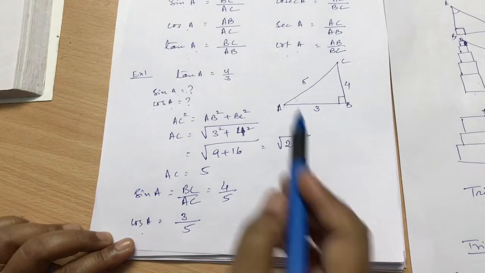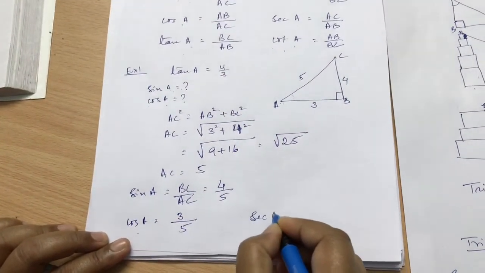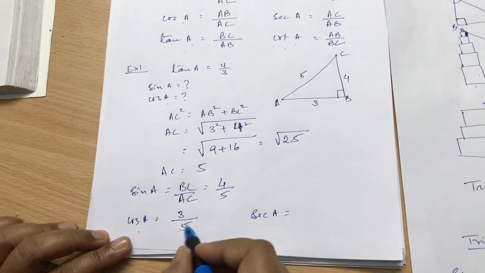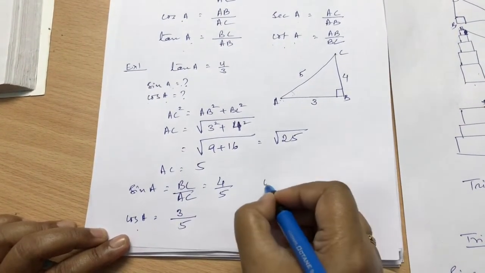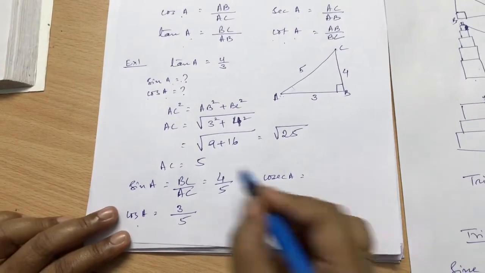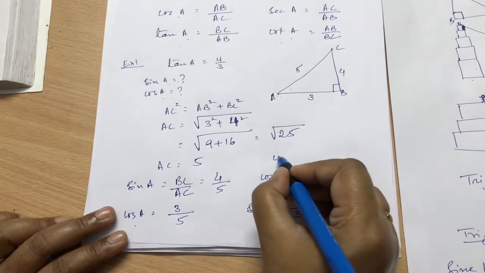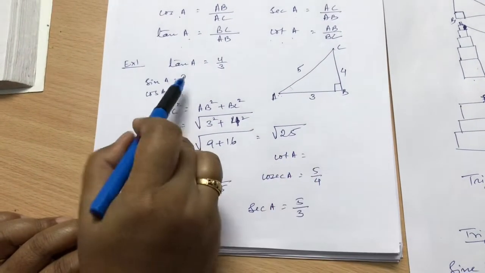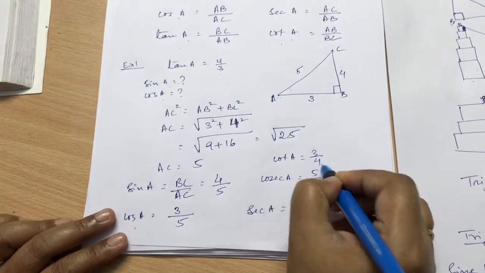What is the reciprocal of cos? It is sec. So what is sec A? It is reciprocal. So I can simply write it is 5 by 3. What is cosec A? It is reciprocal of sin A. So it is 5 by 4. And what is cot A? It is reciprocal of tan A. So it is just 3 by 4.